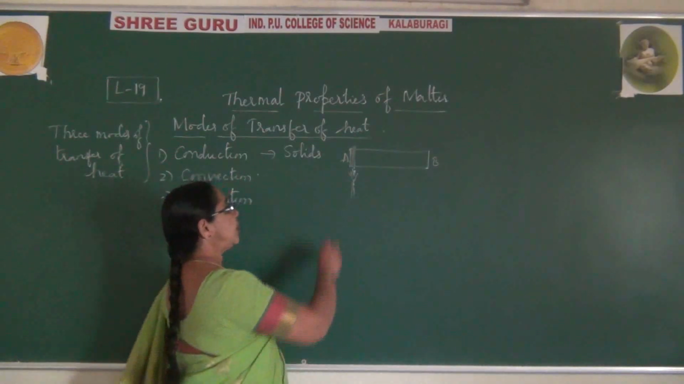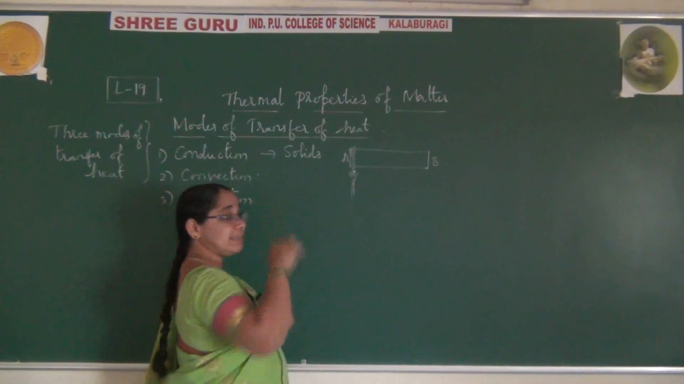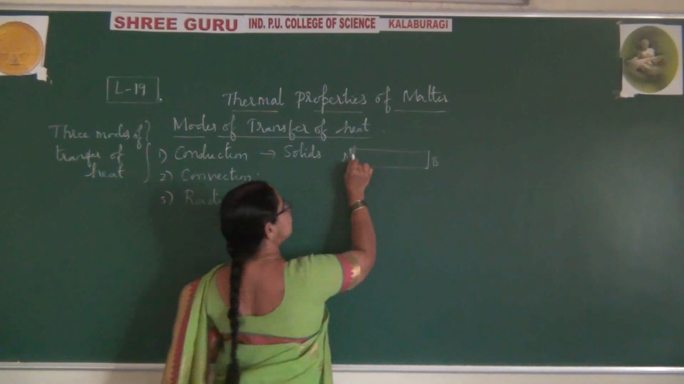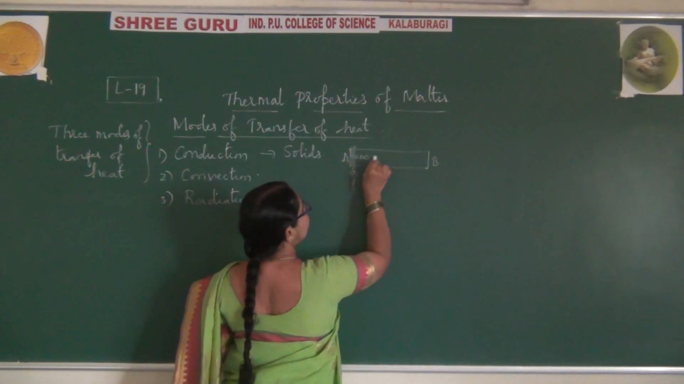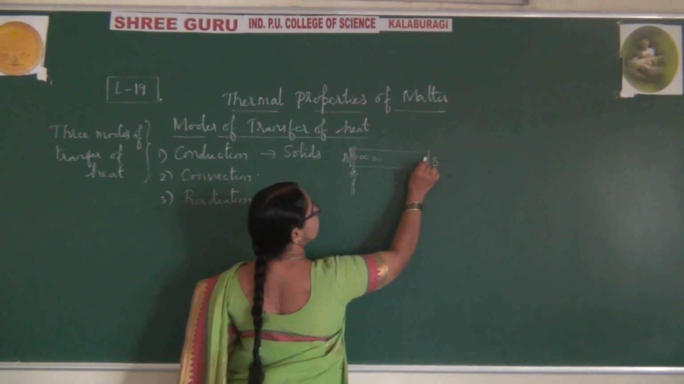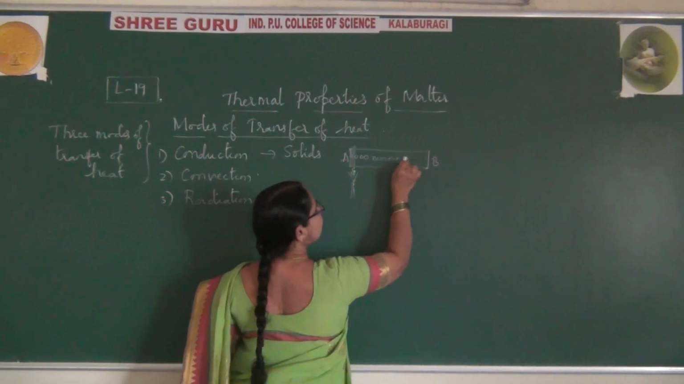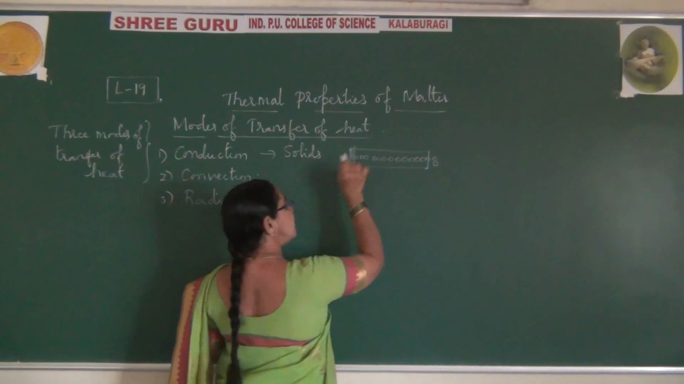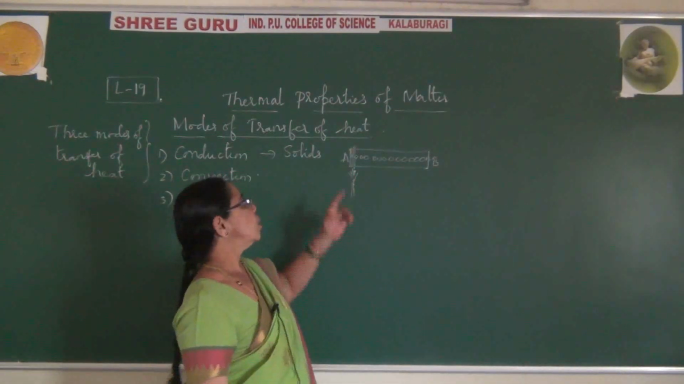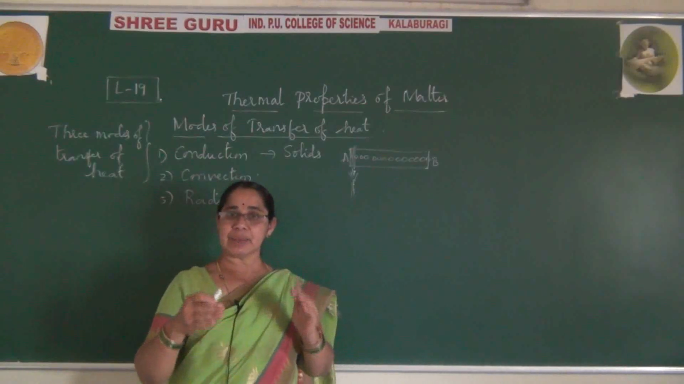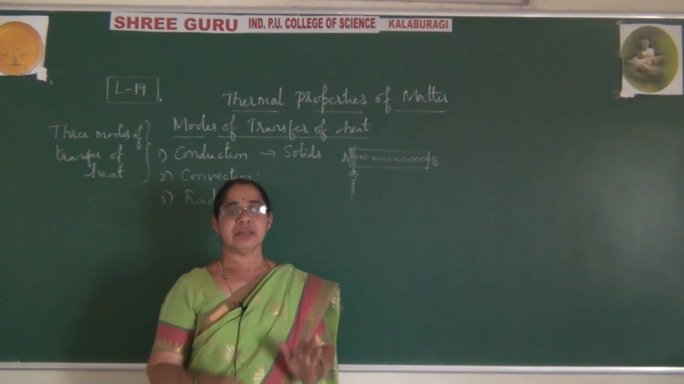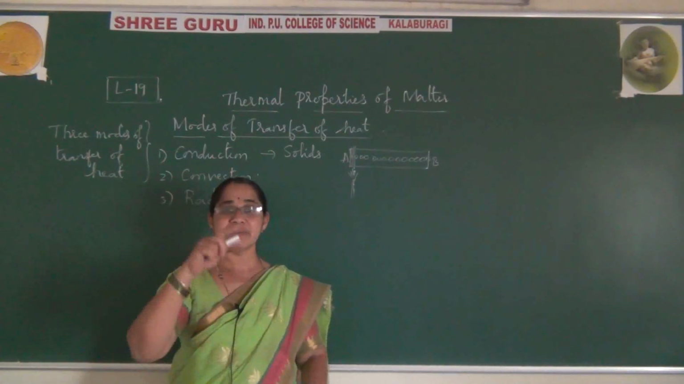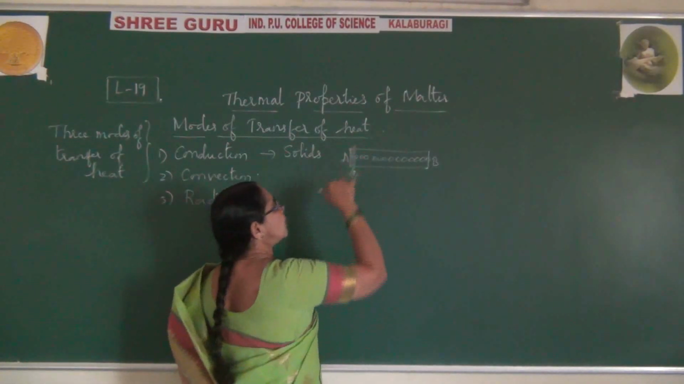These molecules start vibrating. But these molecules will never move from one end to the other end. Already the molecules are here. So this first molecule will never come to here. It will be in the same position. They only start vibrating about their own position. Wherever the molecules are, they will be there only. But they start vibrating with larger amplitude.